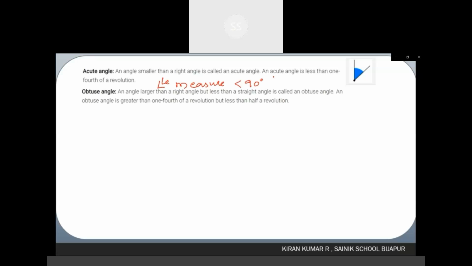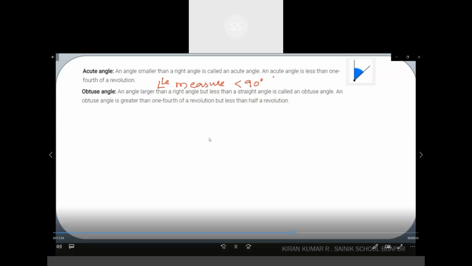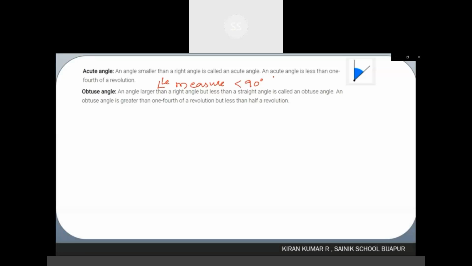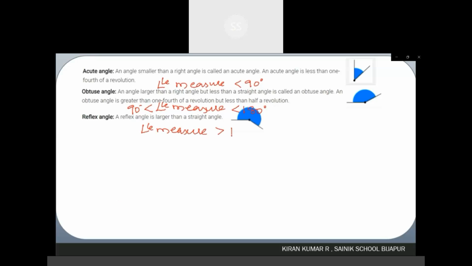Next we have obtuse angle. An angle larger than a right angle but less than a straight angle is called an obtuse angle. An obtuse angle is greater than 1/4 revolution but less than half a revolution. Look at this figure. Here, the angle measure is greater than 90 degrees but less than 180 degrees. Next we have reflex angle. A reflex angle is larger than a straight angle. Look at this figure here. This angle measure is greater than 180 degrees.